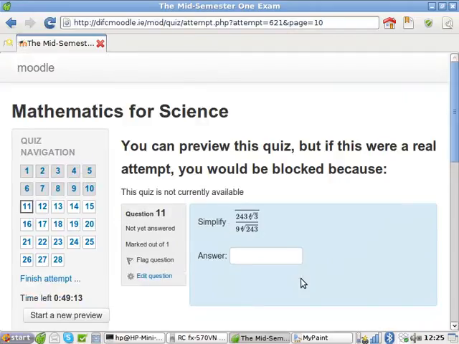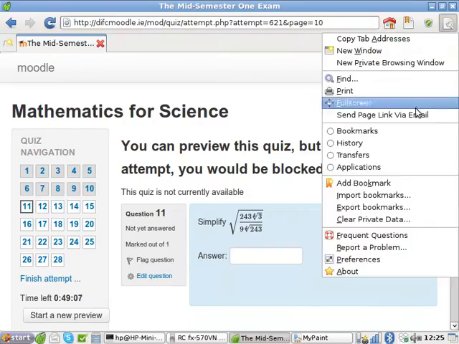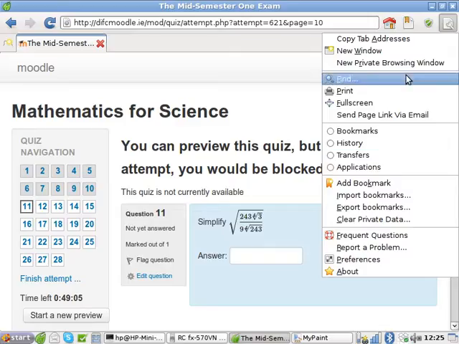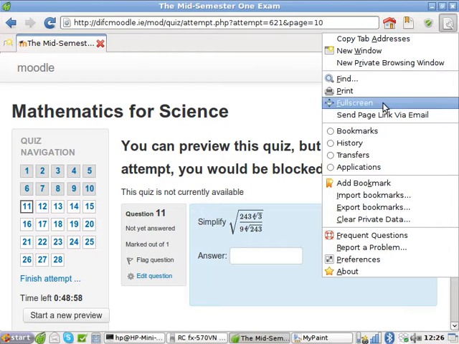Simplify. Oh, goodness, I can't. Let's zoom in. Where's my zoom button? Do I even have zoom on this browser? Okay, I can do this.